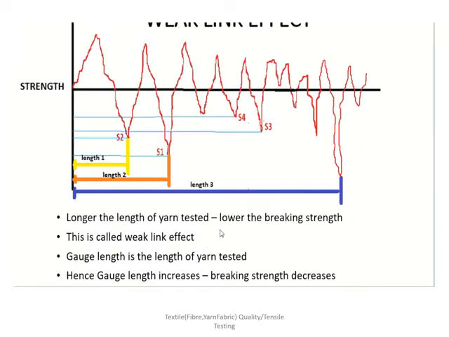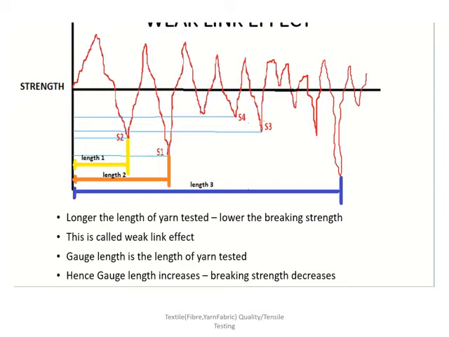So the longer the length of the yarn that is tested, the lower the breaking strength that is recorded. This effect is called the weak link effect. The weakest link breaks first, and the probability of weak links will increase if the length of the material that is tested increases. This is called the weak link effect.